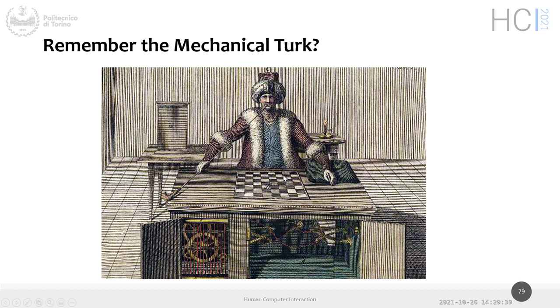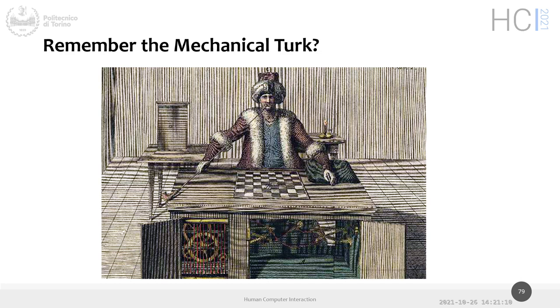So people really believed that this mechanism was able to play a chess game. It turned out there was a dwarf person hiding behind the cloth of the Turk, and the person was playing chess. Okay, but was pretending. So there was a real man hidden that was pretending that the machine could do some actions.